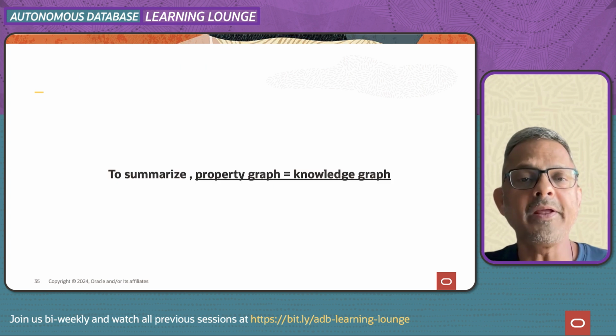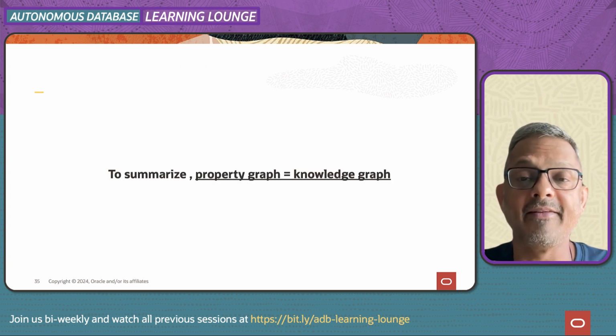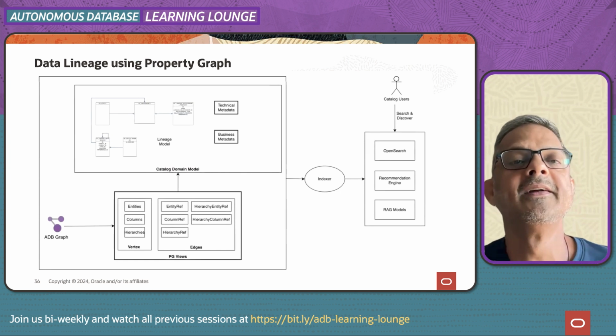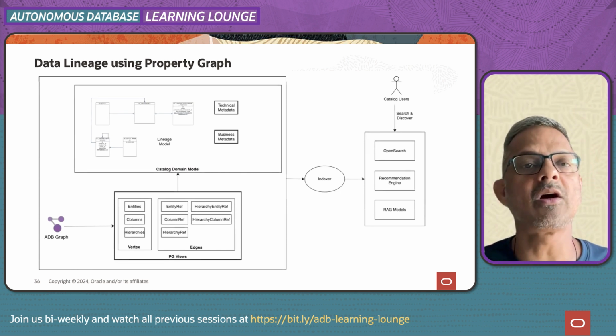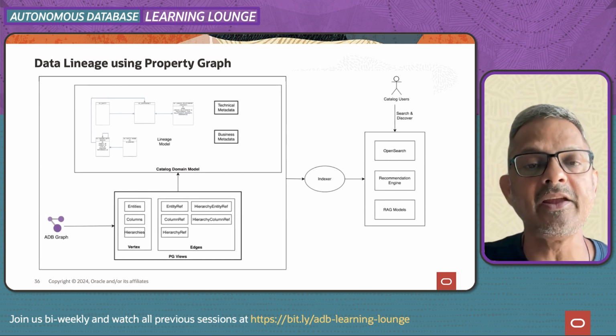So Property Graph is knowledge graph. Without Property Graph, there's just no way you're going to make sense out of how data flows through your data real estate, right? So that's the bottom line. Now, let me quickly talk about the lay of the land here.